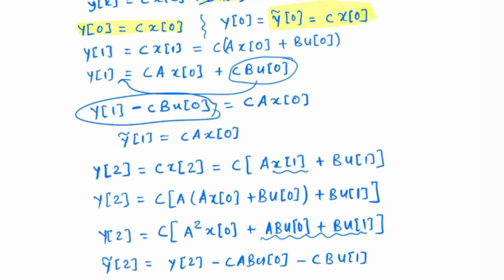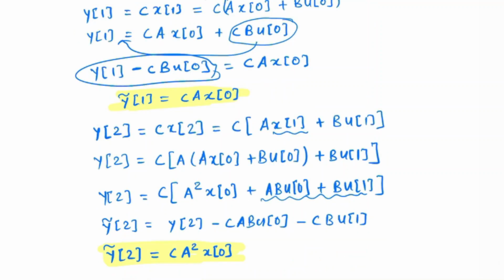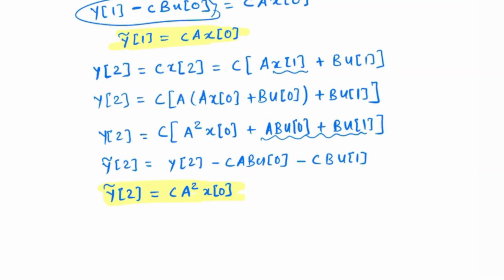So this is the first equation, this is another equation, and this is another equation. So you can always write y tilde n equals c a power n x naught. Are you fine with this? Yeah. But what is the significance of y tilde n?